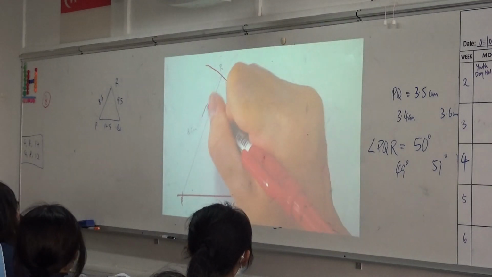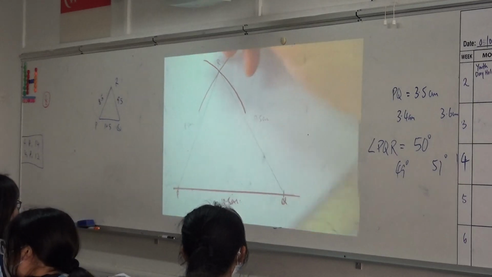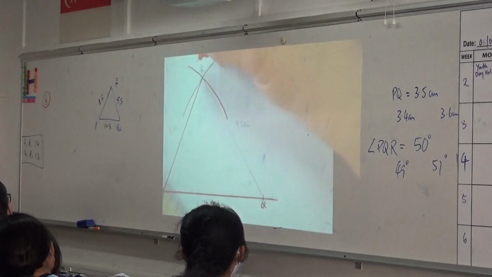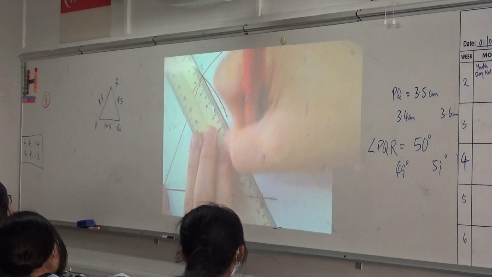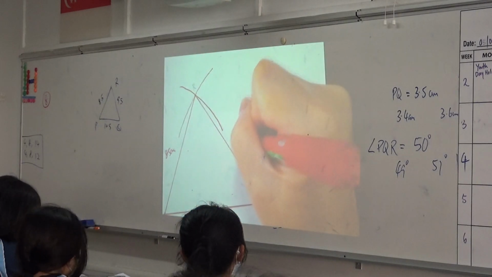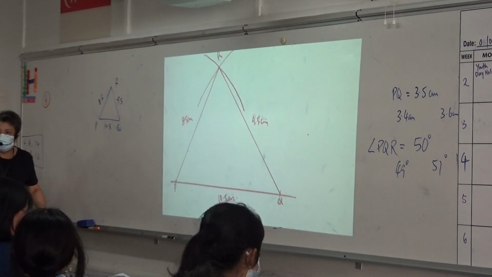So these two arcs will intersect here, right? Can you see? Then what do I do? The intersection will be the correct point. Then you will have your triangle. This is 8.5 cm. This is 9.5 cm. And this is your R. Now how come this works? This is a very common triangle.